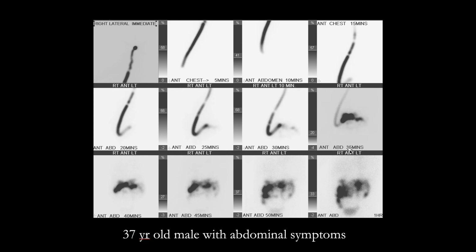Inside the abdomen, on this 35-minute delayed image, we see linear increased uptake in the pattern of small bowel loops, and on the 1 hour delayed image we see small bowel activity, we see excretion into the urinary bladder, and also we see activity in the ascending colon and the descending colon. This raised a suspicion that the VP shunt has perforated through the intraperitoneal compartment into a small bowel loop.